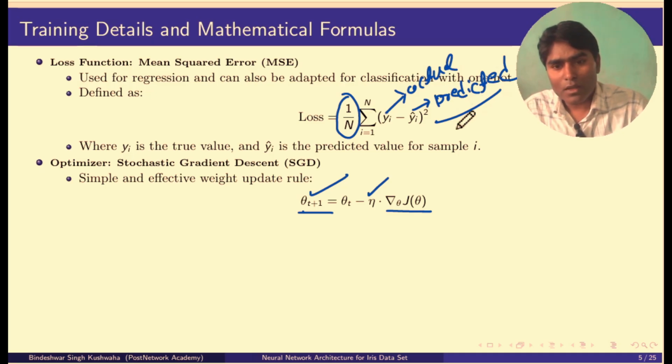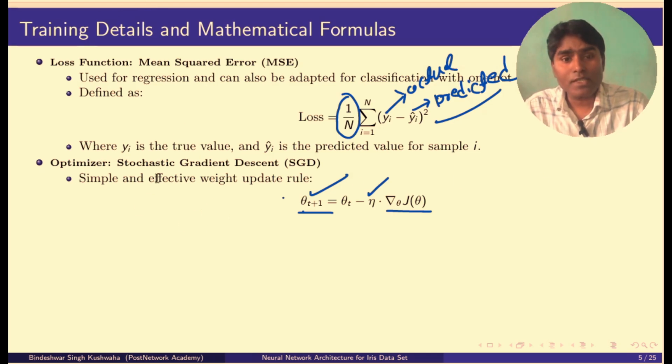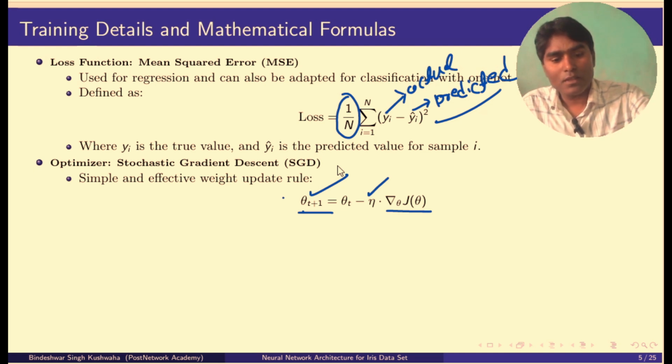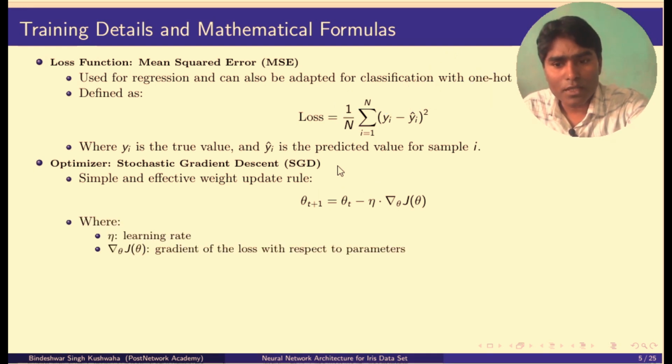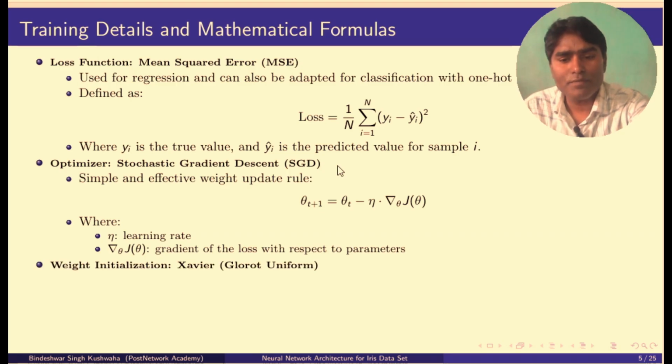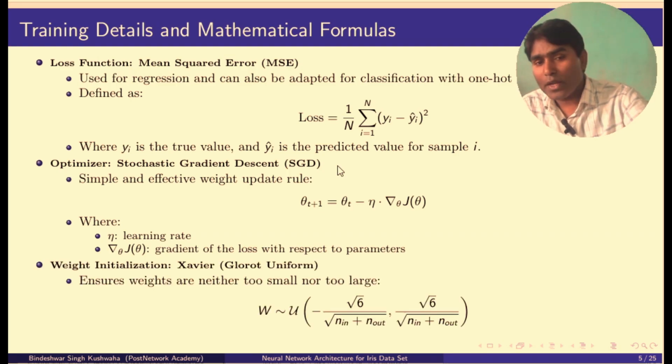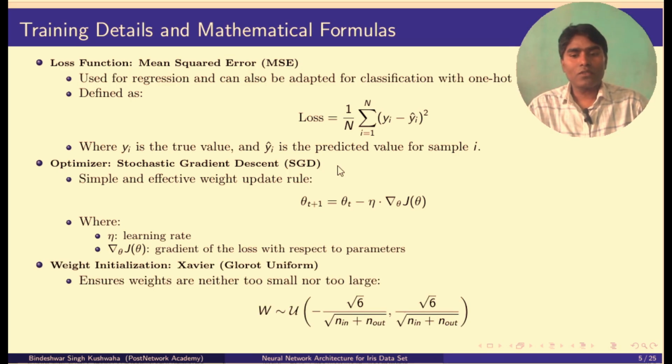So here, the optimizer stochastic gradient descent will use the loss function to optimize during back propagation. Thereafter, eta is the learning rate, and you can see the gradient with respect to theta. Now, weight initialization is very important. So we will use the Xavier or Glorot uniform distribution, where U denotes the uniform distribution.